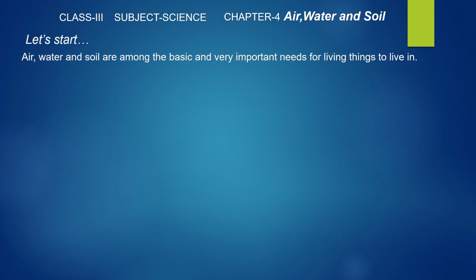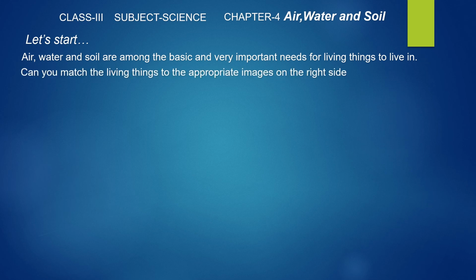Let's start. Air, water, and soil are among the basic and very important needs for living things. Suppose for trees or plants, human beings, animals, for all these things, air, water, and soil are very important. So already I have told you the reason why we need air to breathe in, water to drink, and soil to grow food. These are very important for living things.